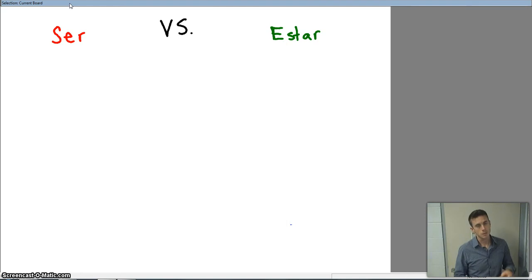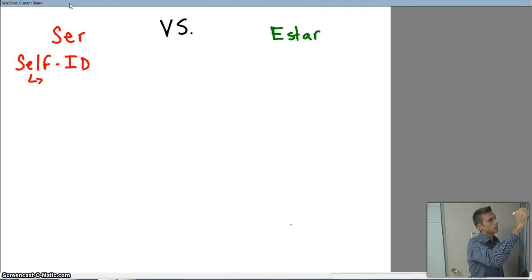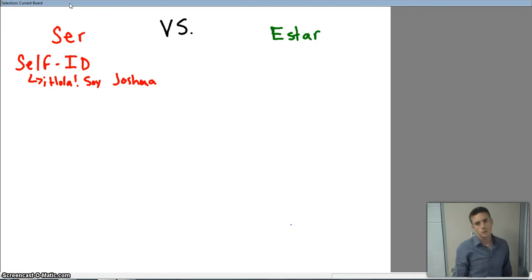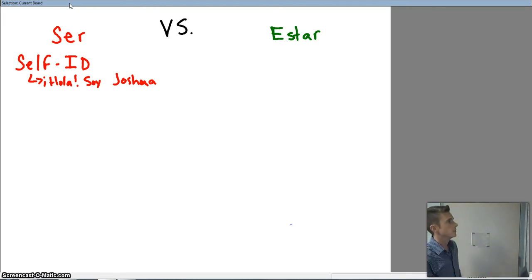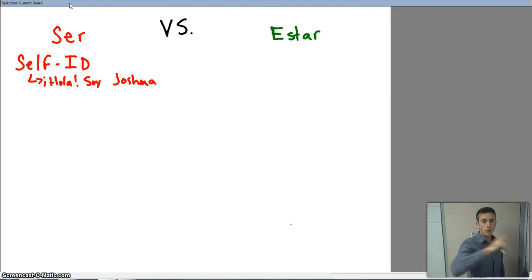So we're going to look at ser first because it's the most frequently used. So let's look at ser. What's the first way we've used ser? Well, we use ser when we're talking about who we are. So you can use ser for self-ID. All right, think about it. When you're greeting someone, hola, soy Joshua. Hola, soy Joshua. All right, you're giving your name. You're using the verb ser.